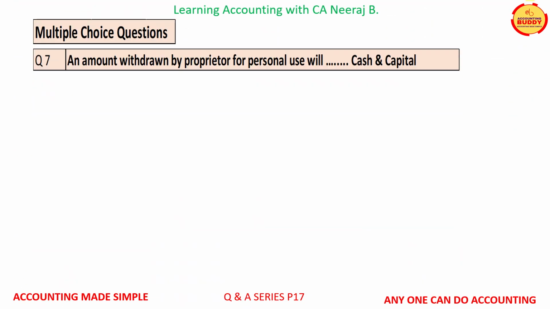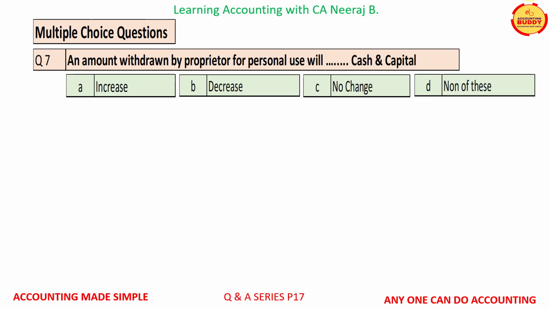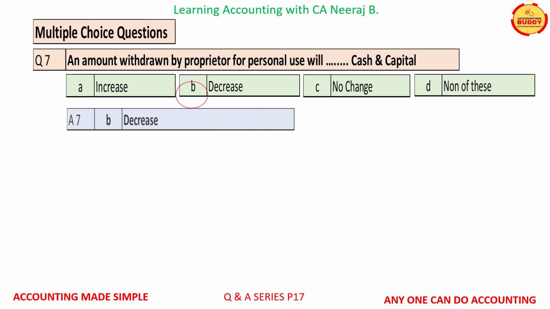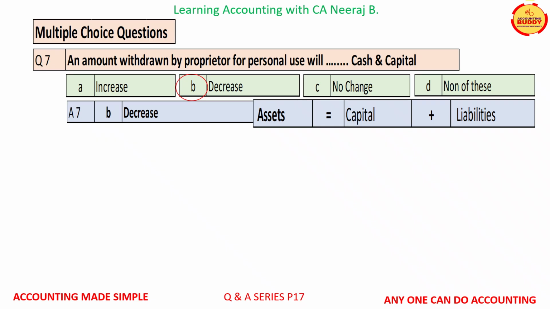Question number 7 on your screens is, an amount withdrawn by the proprietor for personal use will dash the capital and the cash account. The available options are option A, cash and capital will increase. Option B, they will decrease. Option C, there will be no change in cash and capital. And option D is none of these. Now the correct answer is option B. Let us understand this transaction with the accounting equation. Cash withdrawn by the proprietor will reduce the cash, which is an asset, and the drawings will reduce the capital.